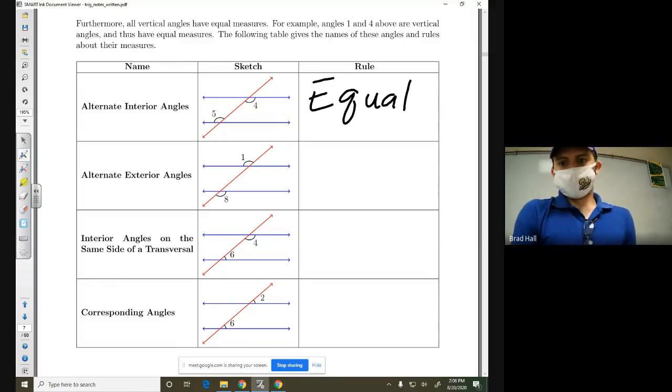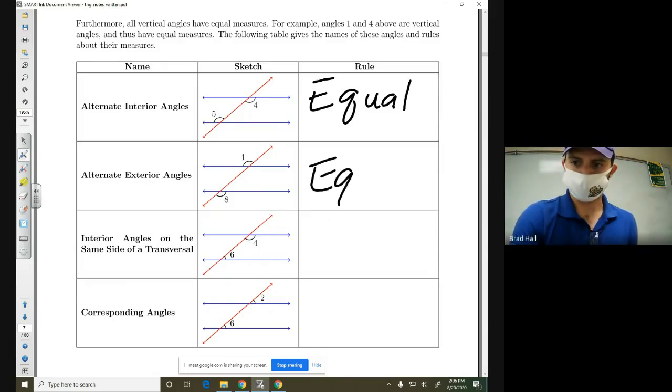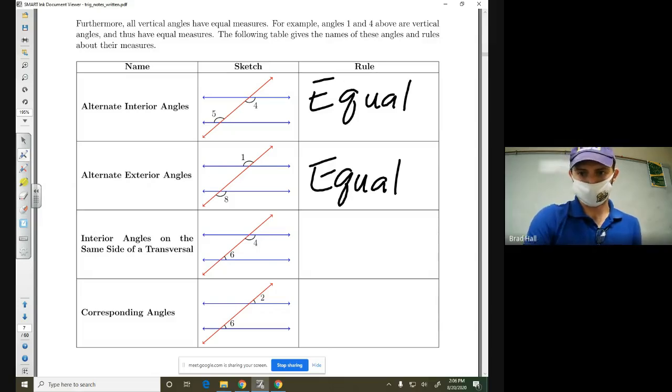So those were alternate interior angles, interior being inside. Exterior angles have the same property, it's just equal. That's it. So it means if you have two angles that are positioned as such on a transversal, then they're equal. You can kind of tell based off of their sizes that they're at least close to each other, but this asserts that they are in fact equal.